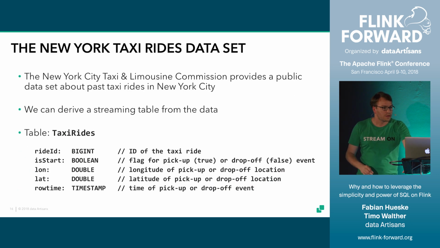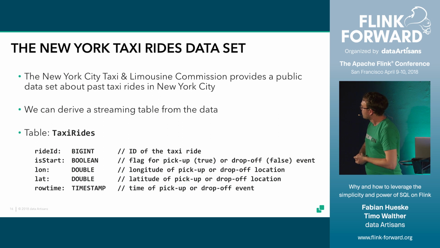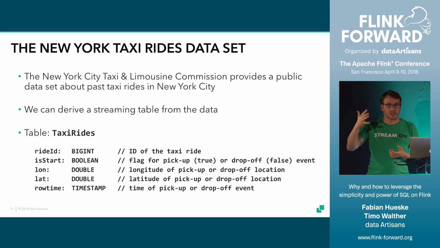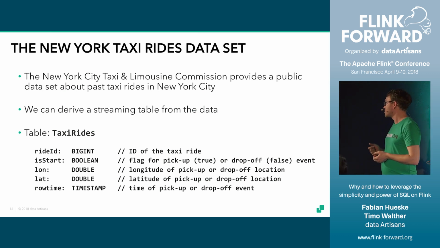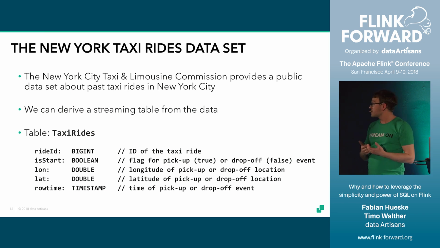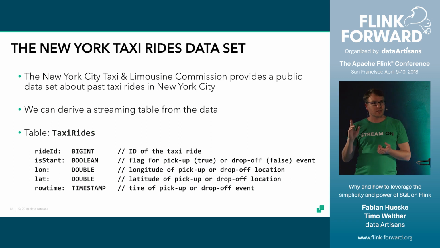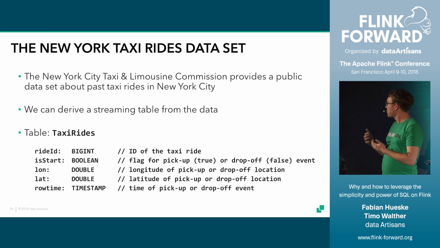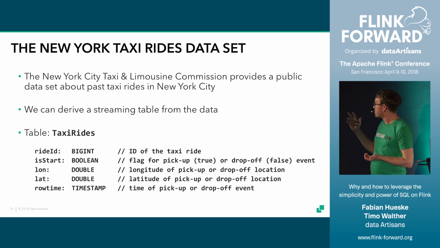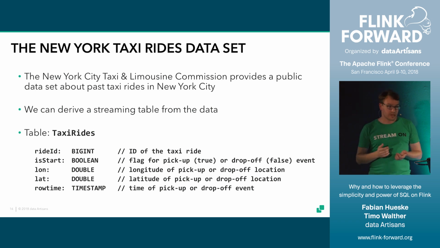So we'll now show a demo that is centered around this New York taxi rides data set. We can actually derive a stream from this data, so it's data with a nice timestamp, so we sorted it. We removed some attributes here. We just have 5 attributes here, like a ride ID, which is the ID of the taxi ride. We have a flag, whether this is an event that indicates the start or the end of a taxi ride. We have longitude and latitude for the pick up or drop off location, and a timestamp of when this event happened. So each taxi ride is represented by two events here in this stream. The pickup and the drop off event.